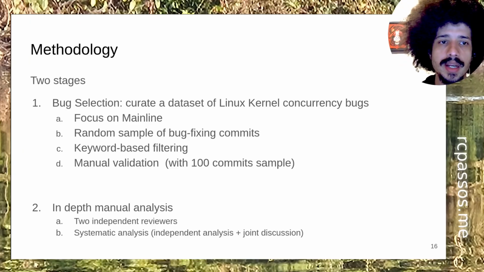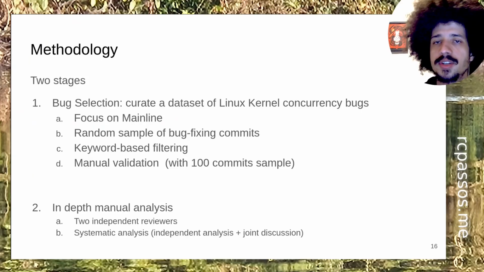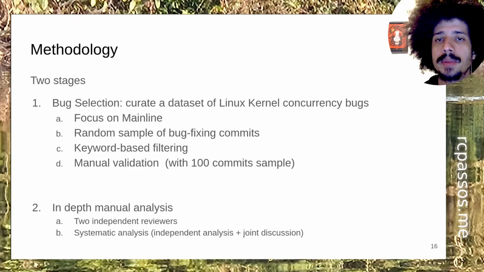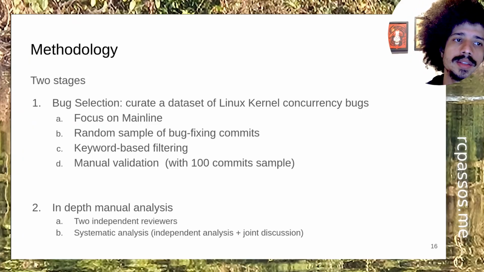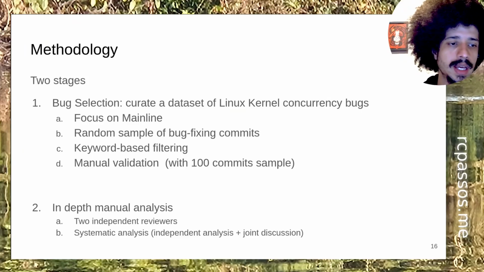They focused on the mainline. They took a random sample of bug fixing commits. They filtered them with keywords, and then they did some manual validation to guarantee this filtering captures all the bugs in these 100 commits. They validated manually how many of those 100 commits were concurrency bugs, and the selection passed the test. It correctly captured all the concurrency bugs, but it captured more, so we need to do some manual analysis after that, which is step 2.